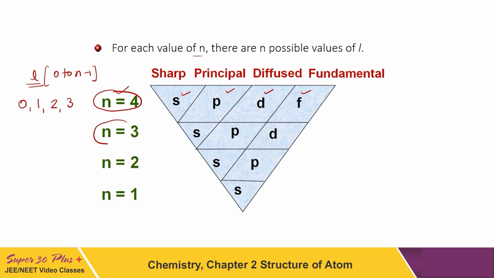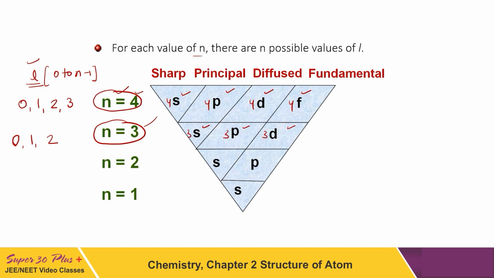When n is 3, the possible values of l could be 0, 1, and 2. That's it. It cannot be 3 because it would be equal to n, which is not possible. l is always smaller than n. The azimuthal quantum number is always smaller than the principal. So if the principal is 3, l cannot be 3. It will be 0, 1 or 2. 0 means s, 1 means p, and 2 means d. So in the third shell you will see 3s, 3p and 3d. In the fourth shell you will see 4s, 4p, 4d and 4f. This is 3s, 3p and 3d.